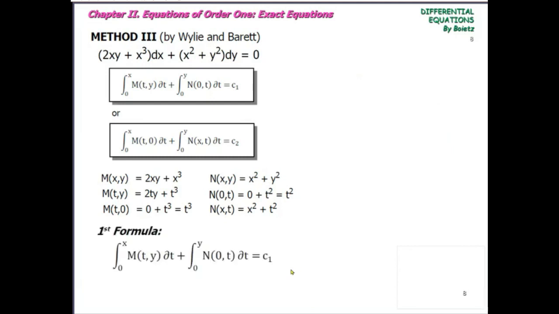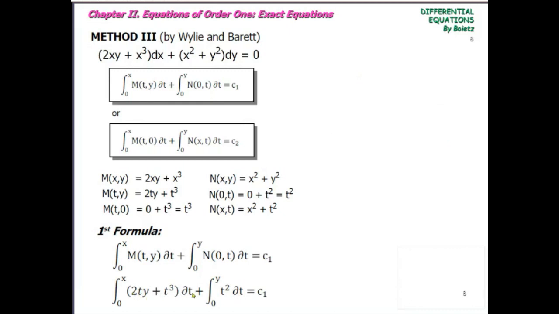Then, from the first formula, the integral from 0 to x of Mty with respect to t plus the integral from 0 to y of N0t dt is equal to c1. Let's substitute Mty here. Then this is t squared dt. And don't forget the dt.